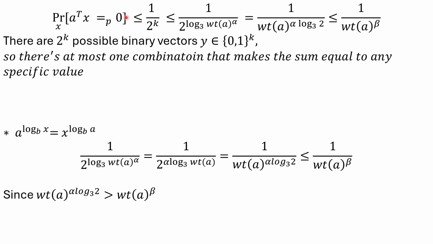So being equal to 0 is only one of them. That's where we get this from. Next, k is greater than log 3 weight A to the power of alpha. So we can write this right here. To the next step, we use this right here, so we can change it and we get our result, because we know that weight of A to the power of alpha, log 3, 2 is greater than the weight of A to the power of beta, because we know alpha and we know beta.